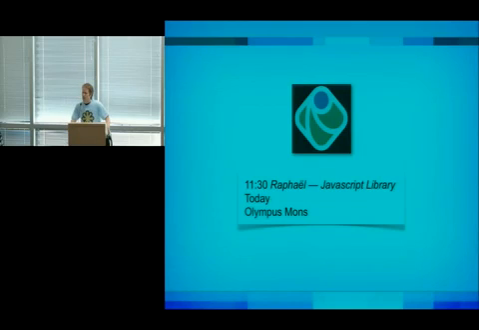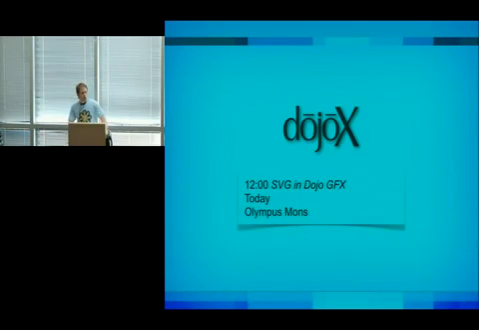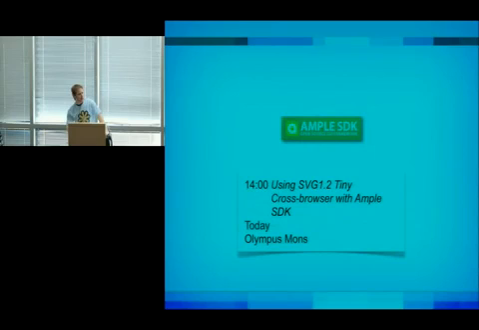Obviously, the Raphael library doing really amazing work. They are speaking today, this morning in this room. Make sure to catch that. Dojo X, doing some very cool work. They have different pluggable backends, so you can have different kinds of renderers, and it integrates with the rest of the Dojo infrastructure. So you get data abstraction. You can do some really cool stuff. Again, 12 o'clock today in this room. And then the Ample SDK, Sergey Ilinsky is doing some very interesting work in terms of a consistent development environment. Again, that's also being talked about in this room today. So I encourage you to check out the work they're doing.